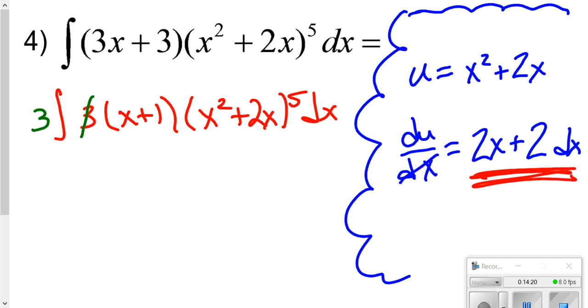Then I'm going to go to my cloud and say, I really want that to be 2x plus 2. Double it. Yeah, so put in a 2 and balance it with a 1/2.